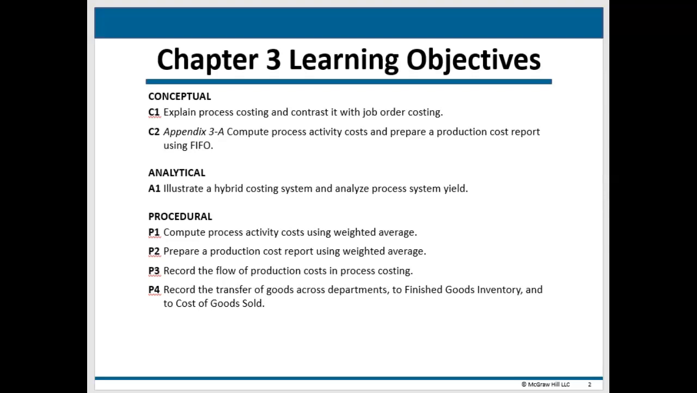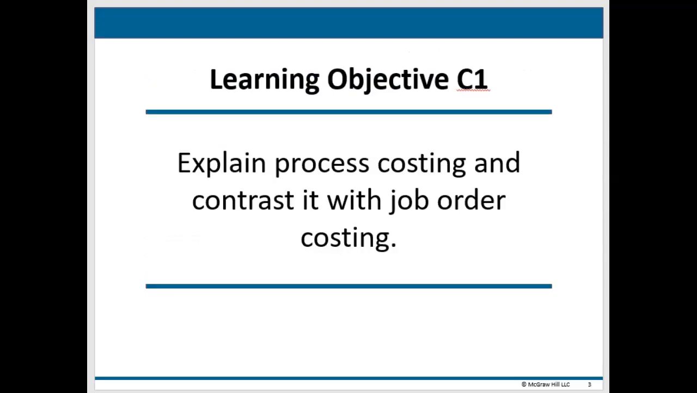Procedures will compute process activity costs using the weighted average, prepare a production cost report with weighted average, record the flow of production costs in process costing, and record the transfer of goods across departments to finished goods inventory and the cost of goods sold. The first learning objective is we'll talk about explain the process costing, and we'll compare it with job order costing, which was in chapter 2.